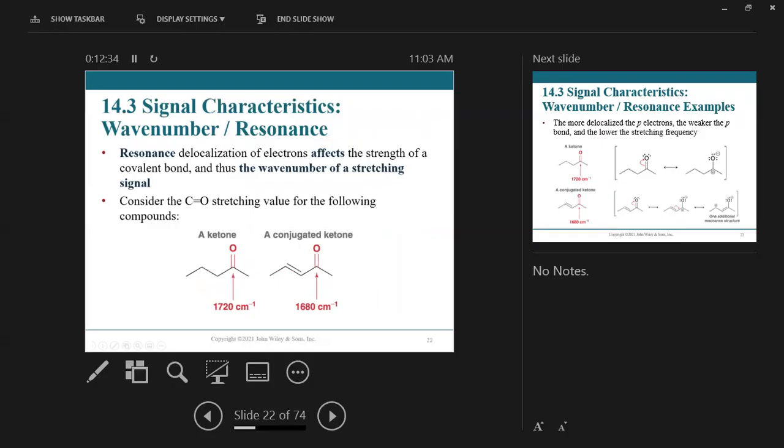So resonance or delocalization, we can see we have resonance here. We draw these electrons here, put them up here, and they can come back down, push that double bond back. So the resonance or delocalization of electrons affects the strength of a covalent bond and thus the wave number of a stretching. So consider the carbonyl stretching value for the following compounds. We have a ketone and we have a conjugated ketone. This one has resonance, and you can see we shifted that number down by 40.